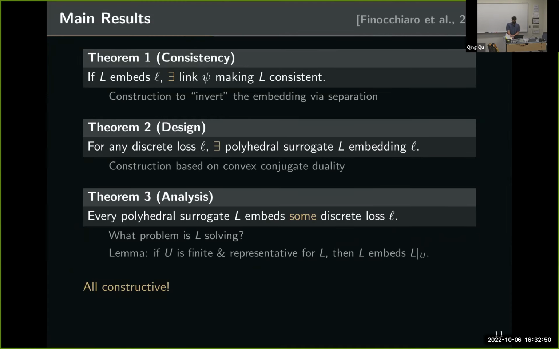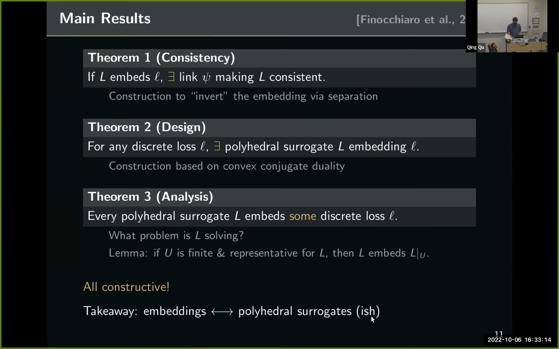Okay, so I'll tell you a little bit about this link construction, and then we'll go through some examples. Oh, yes, and I alluded to this earlier. You see that there's this tight correspondence between embeddings and polyhedral surrogates. Every discrete loss has a polyhedral surrogate that embeds it, and every polyhedral surrogate embeds a discrete loss.